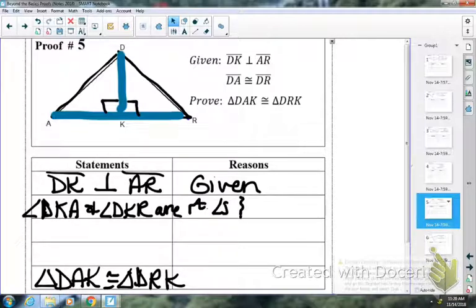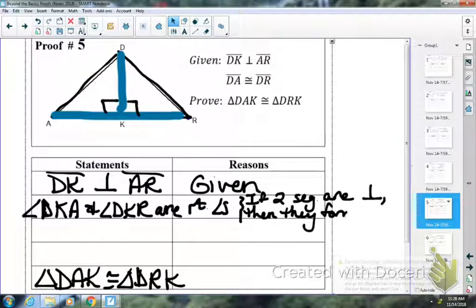And my reason deals with perpendicular lines, or perpendicular segments, I should say. So we're going to say something like this. If two segments are perpendicular, then they intersect to form right angles. I'm going to do a little less writing because I'm running out of space. I'm going to put if two segments are perpendicular, then they form right angles. It means the same thing.